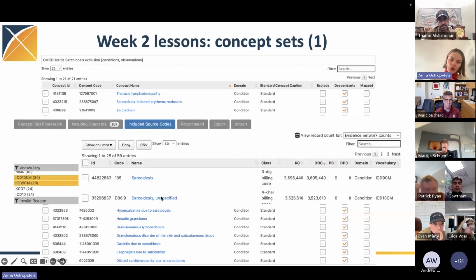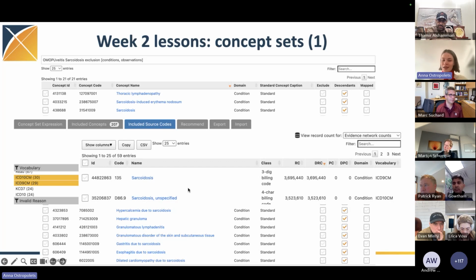And now, if we were to look into the included source codes here in the middle of the page, you would see that now this concept set includes 30 ICD-10 CM codes and 29 ICD-9 CM codes. And the recommended tab, in fact, does not recommend anything that is relevant anymore. So that shows a very nice work of the team who took what we recommended in terms of reviewing the source codes and the recommendations and iterated heavily over the concept set and brought it all the way to a very nice comprehensive concept set.